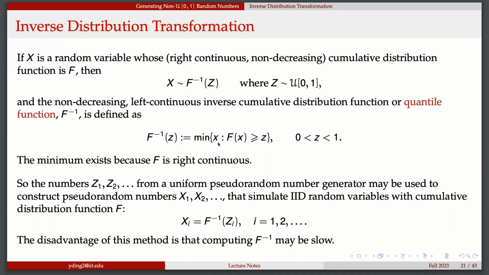Otherwise, we cannot get the smallest value of this X. If it's a supremum, then it's not good. We want it to be continuous so that we have the minimum value. So this tells us that what we want to generate is X, but we start from standard uniform random variables. Because X follows some distribution function, we can find its cumulative distribution function and do the inverse, then figure out how to generate X.